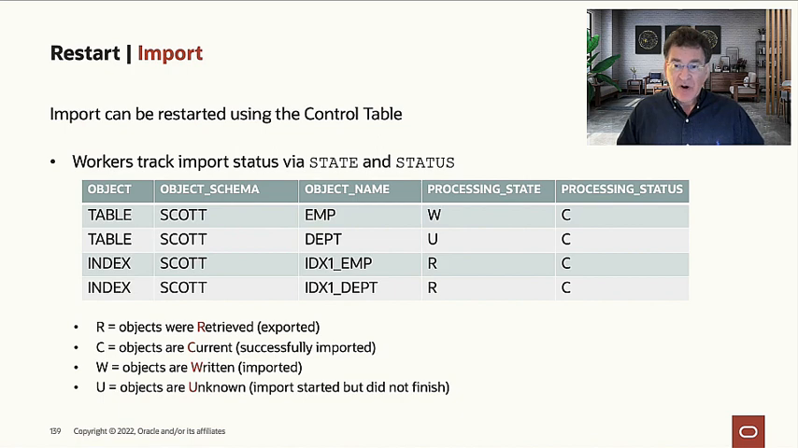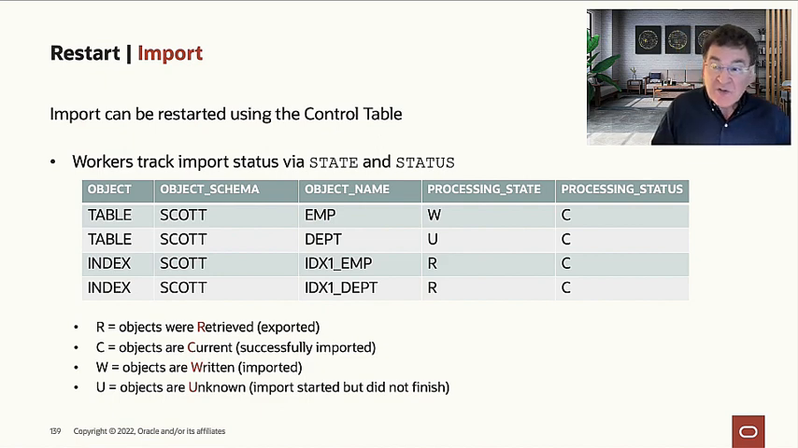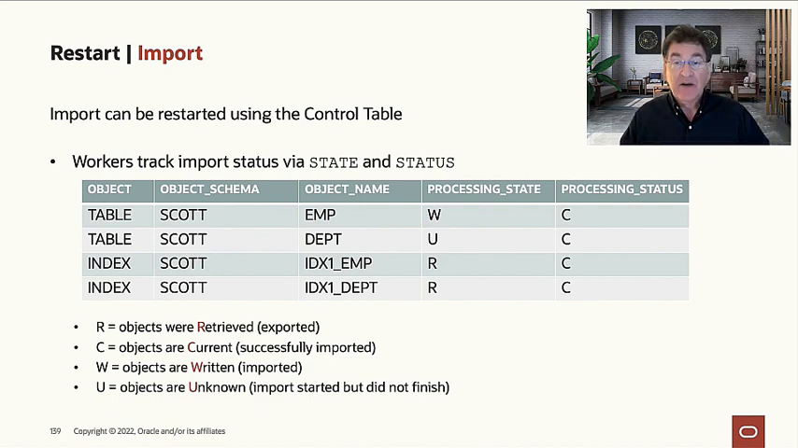If an import job is started and then stopped, for instance after the table scott.emp is imported and before the table scott.department is imported, the rows look like this in the control table on the slide. The value W in the state field indicates that the table scott.emp is written and imported, and the value C in the status field indicates that the objects are current or successfully imported.